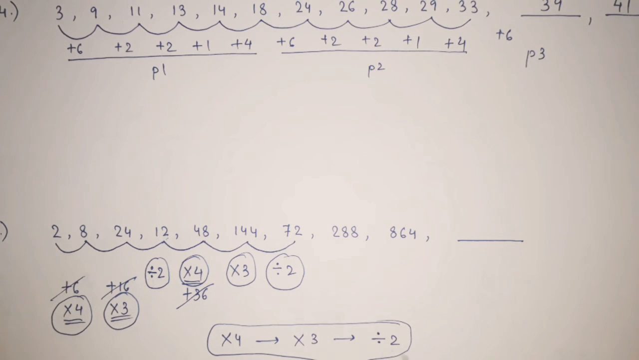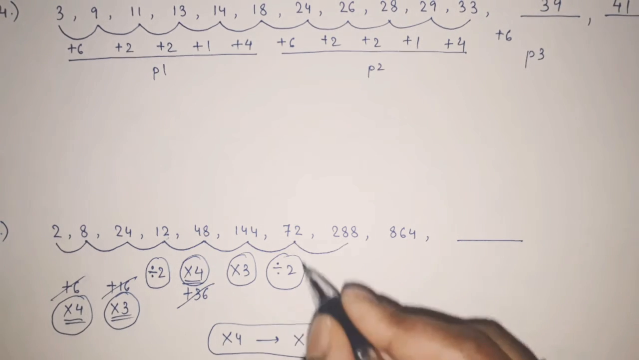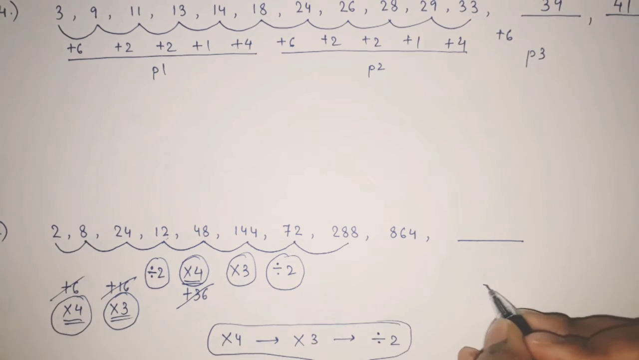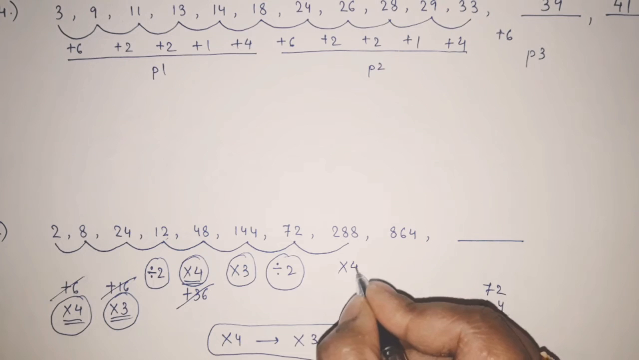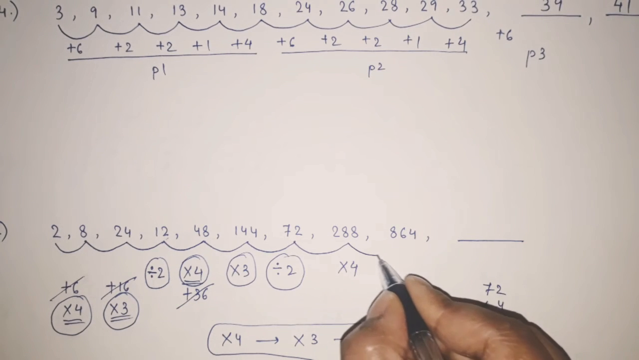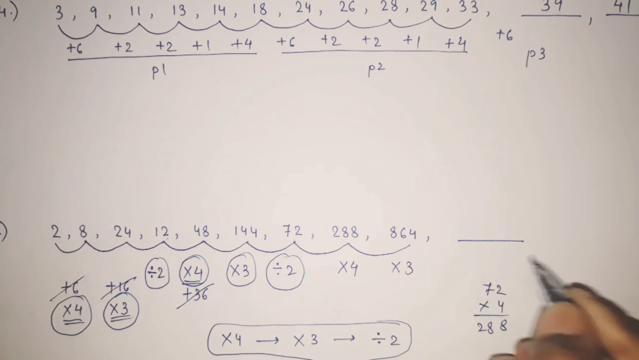Now, up to here divided by 2 is completed. Now again let's see if it is multiplied by 4 or not. If we do 72 into 4, 4 2s are 8 and 7 4s are 28. So yes, right, into 4 will give me this. Now again if we check this, into 3 will give me this. Yes, right.